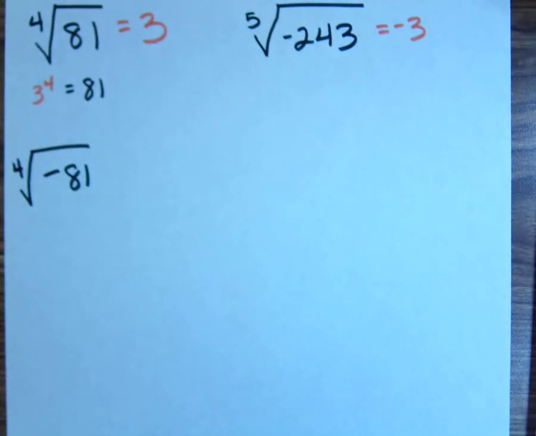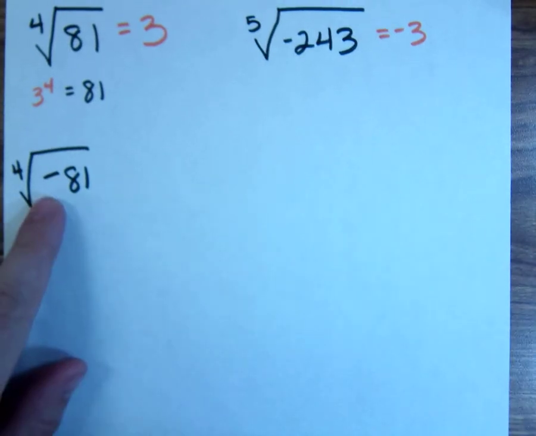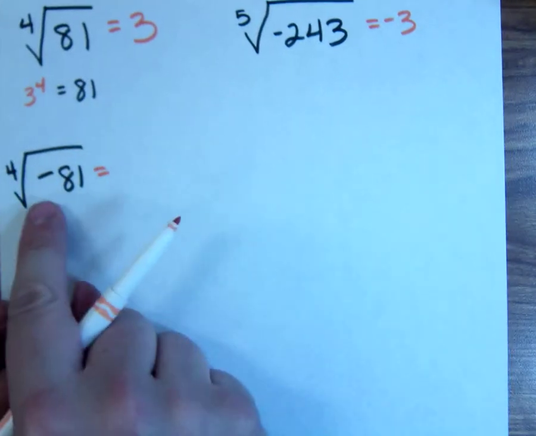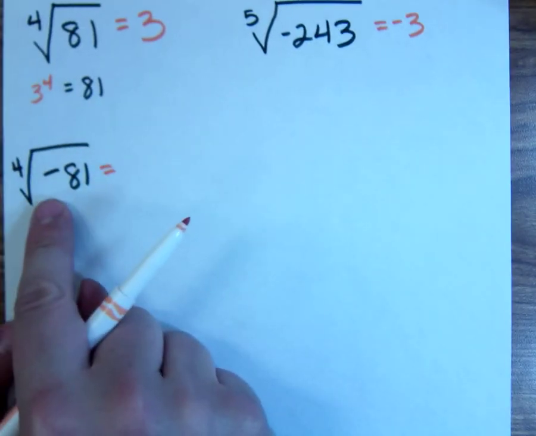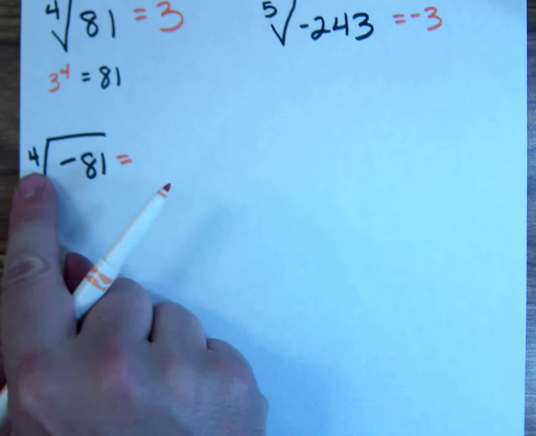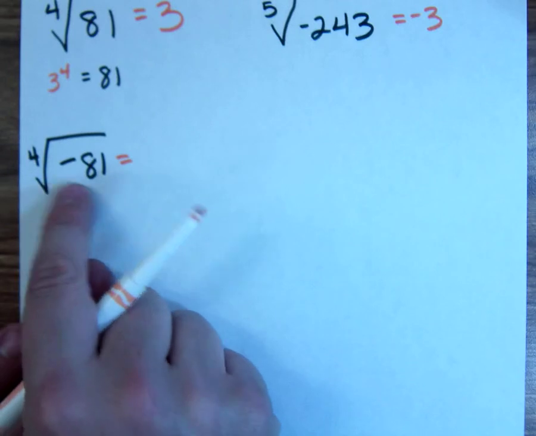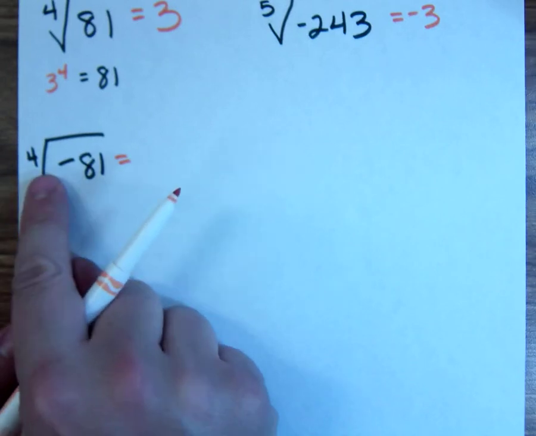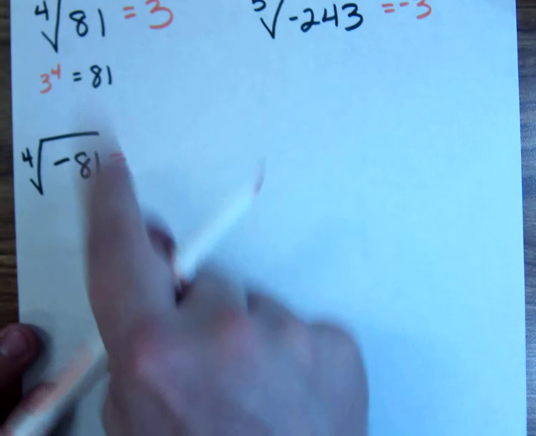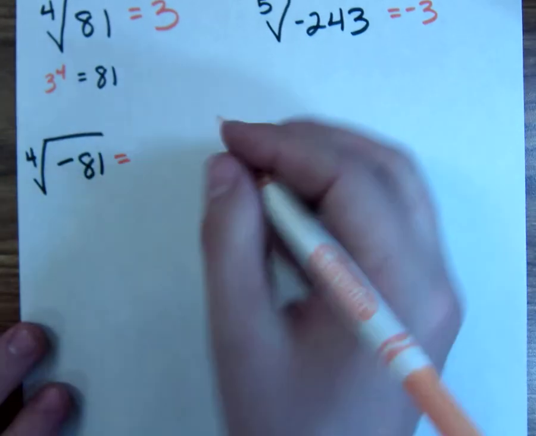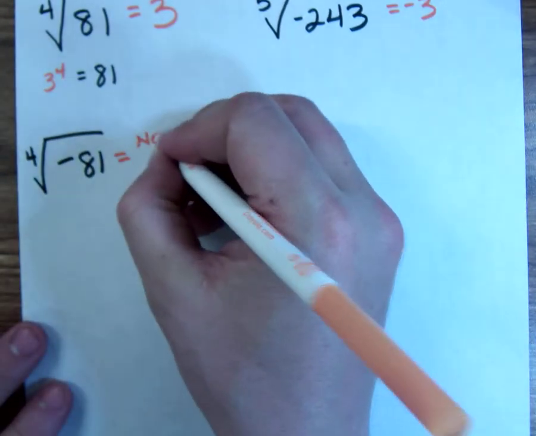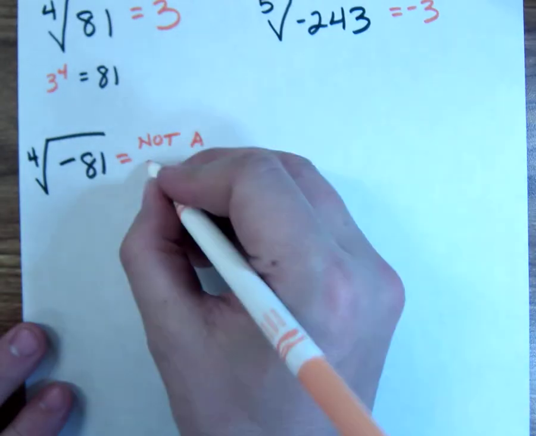Wait, we can solve that one right now, right? You can't? Why not? As even numbers? Yeah, the answer to this would have to be negative, because that's the only way you can get a negative inside the root, but it can't be negative if it's an even root. Technically, negative 3 to the 4th power is 81. Negative 3 to the 4th power is also positive 81. So what's the answer to this one? Not a real number. It's one of those dang imaginary numbers.